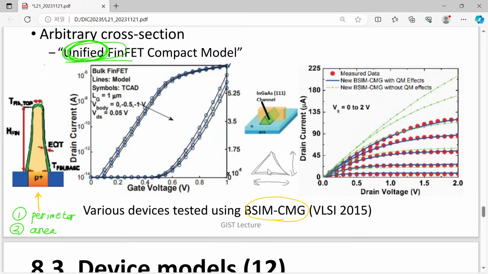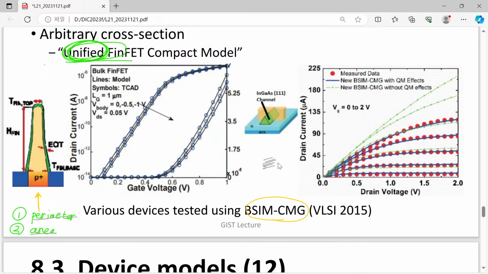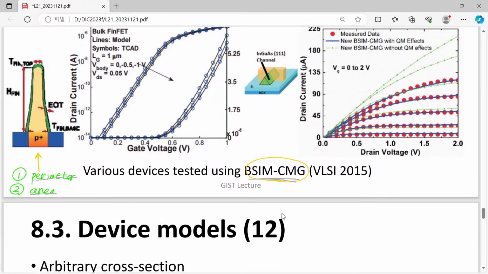However, without such a complication, they have found that once we understand the perimeter and area of this silicon channel, or in this case the indium gallium arsenide channel, then it can be used to predict the transistor's behavior accurately. That is implemented in this BSIM-CMG model. Okay. However, I have found that actually there is no derivation.